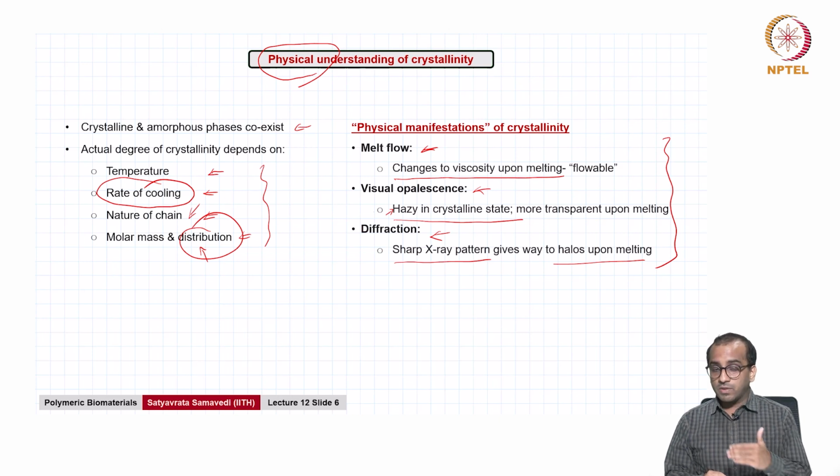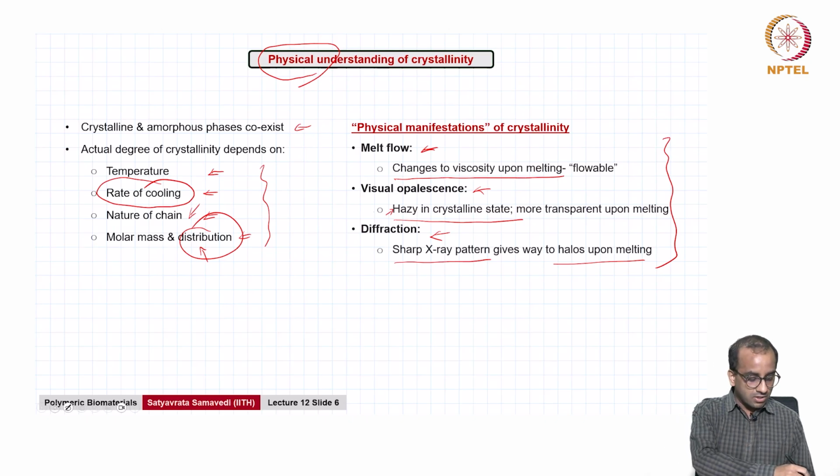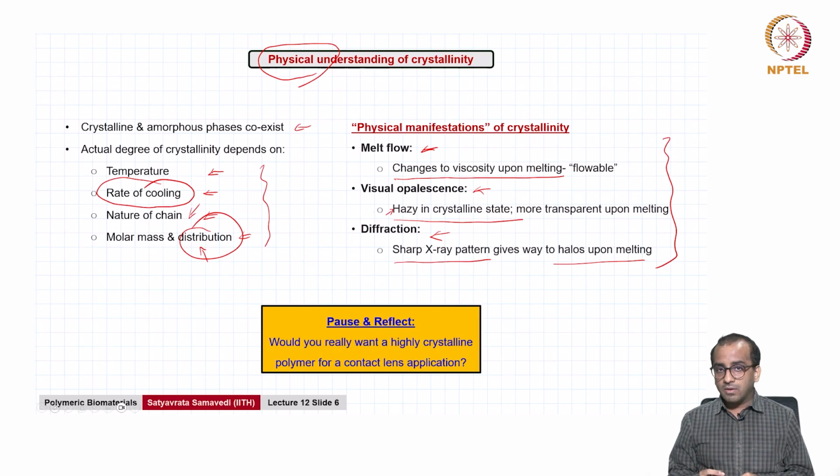Note the importance of temperature in all of these things, and this is one reason why we are particularly looking at these effects in the context of temperature and solvent effects. That is the theme we are under. Now, at this juncture, it might be useful to stop and ask this particular question. For a contact lens biomedical application, would you really want a highly crystalline polymer?